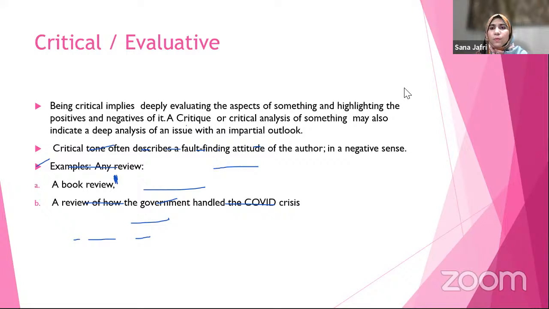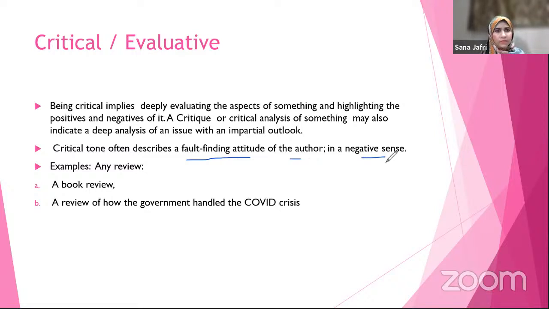Now understand one thing, what happens in critical? Two meanings come out of critical. One is often a fault finding kind of an attitude of the author. Okay? It's negative, very negative. For example, I say the author is very critical of the way the government has handled the COVID crisis. So you're very negative about it, you feel that they didn't do a good job. So critical is broadly and mostly taken in this way, that you are fault finding, you are trying to find faults.